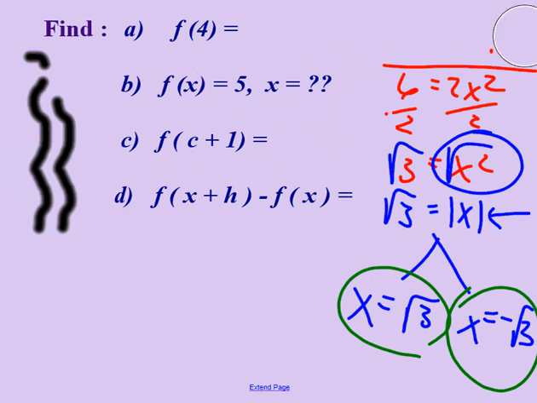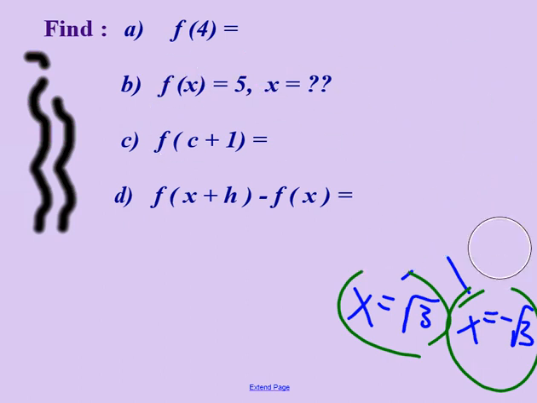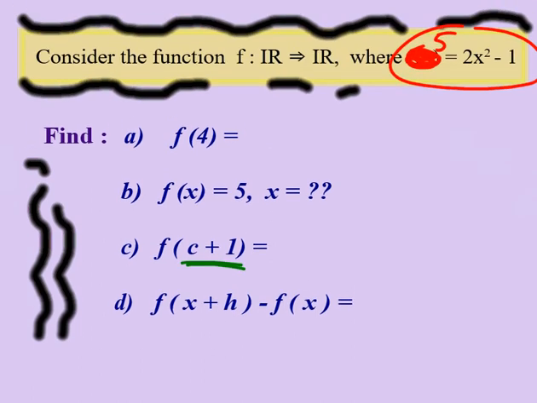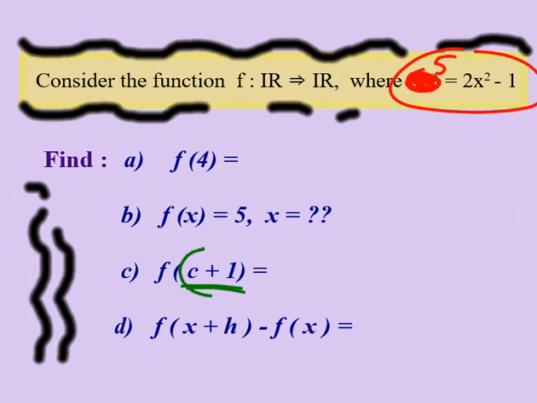Next kind. You have to get used to whatever they put right here, that's supposed to be x, f of x, right? So aren't they saying that you should put in c plus 1 where the x was? Yeah, that's all they're saying. F of c plus 1 means put this in for the x. Okay, so let's do that.